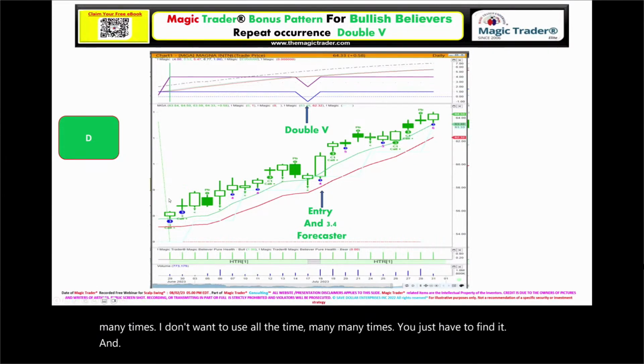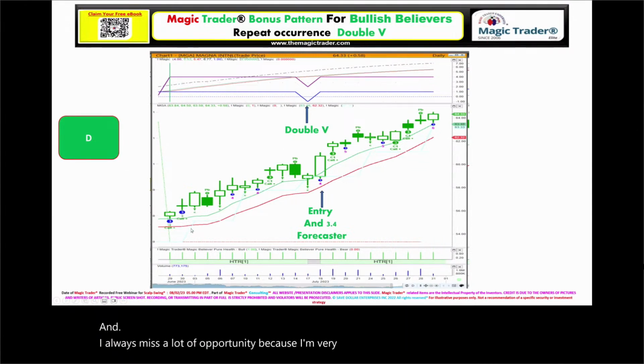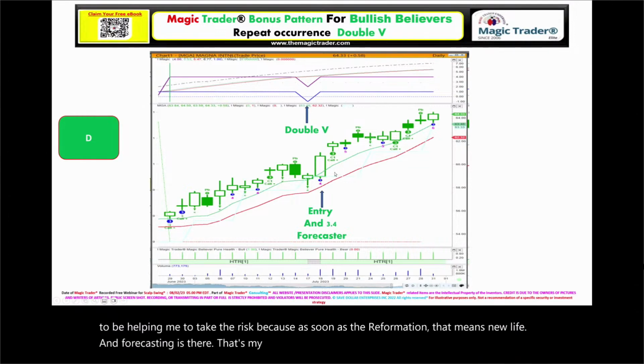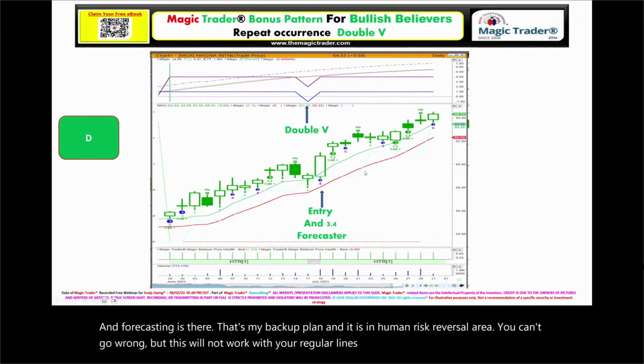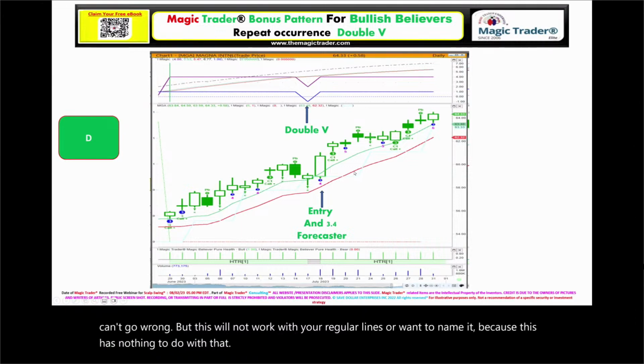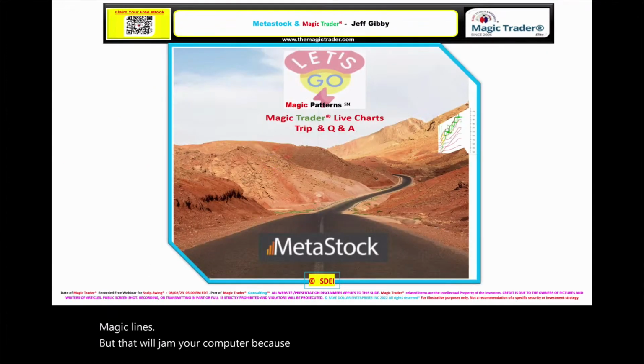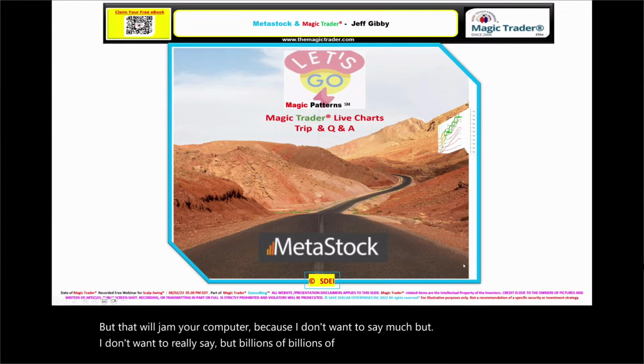And I always miss a lot of opportunity because I'm a very risk-oriented guy, right? So this thing helps me to take the risk, because as soon as the V formation appears, that means new life. And forecasting is there. That's my backup plan, and it is in a mean risk reversion area. You can't go wrong. But this will not work with your regular lines. I don't want to name it because this has nothing to do with that. We had to develop a different way, and these are customized: weekly, daily, 50. We have done all the way to 5 minutes magic lines. But that will jam your computer because there are billions of calculations per second, and you may not have the computer with that capacity.